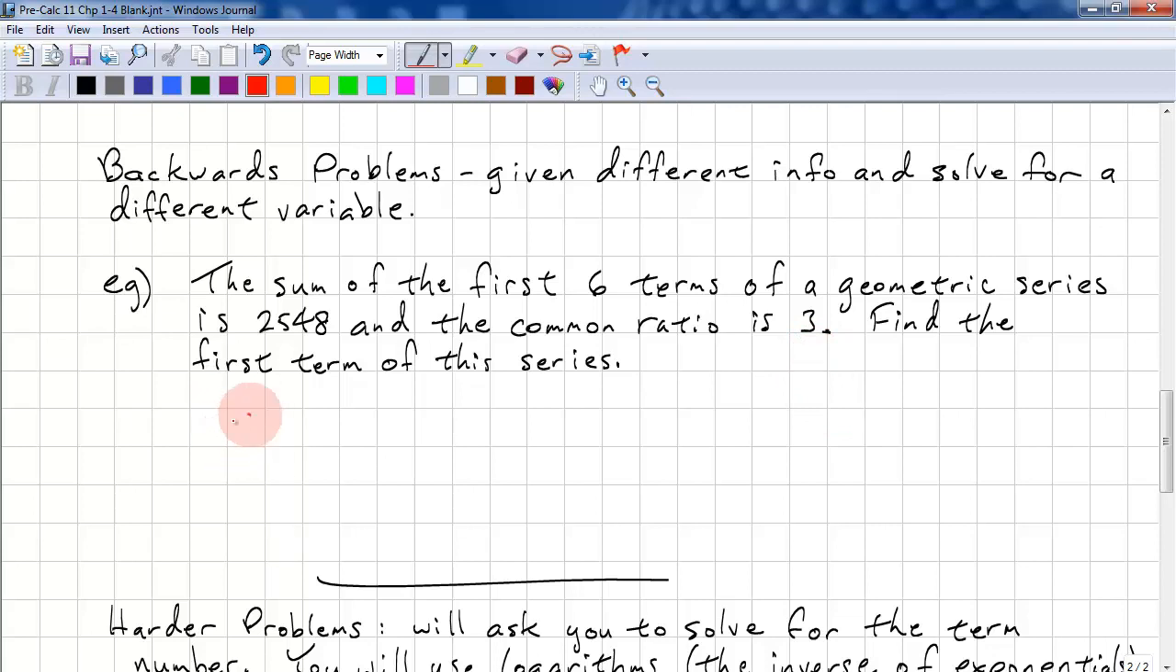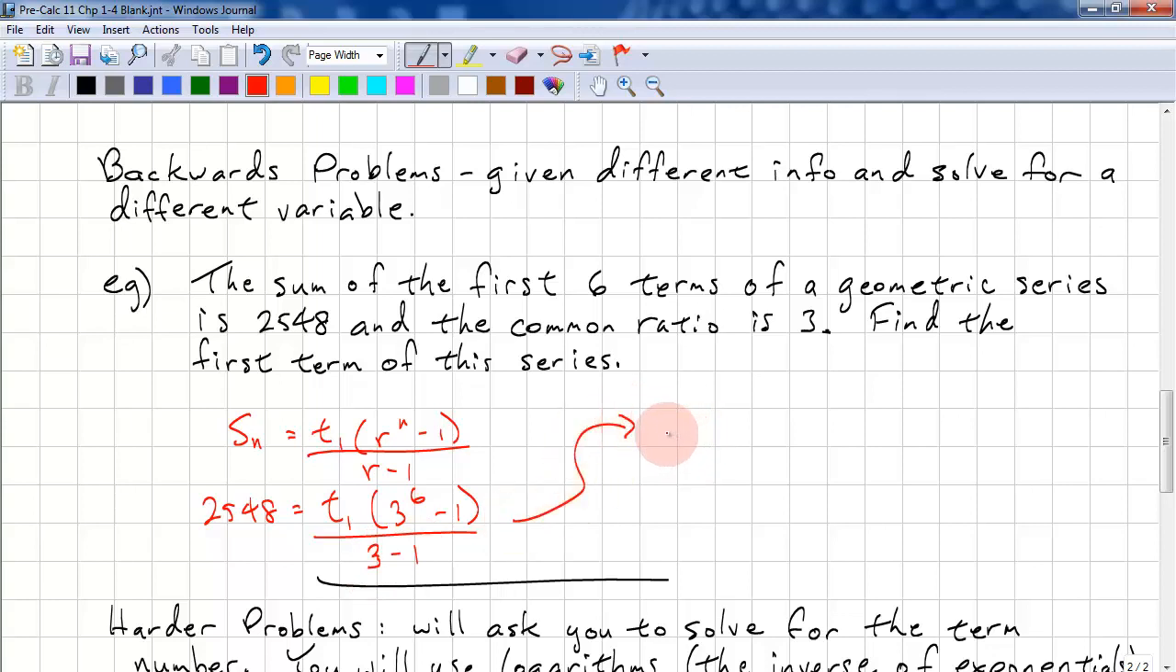Okay, so just write out your formula. Sn equals T1 r to the n minus 1 all over r minus 1. We can substitute S6. We know it's S6 because we have 6 terms. And we're told that the sum is 2548. We don't know what the first term is. We do know what the ratio is, 3, and n is 6. And 3 minus 1.